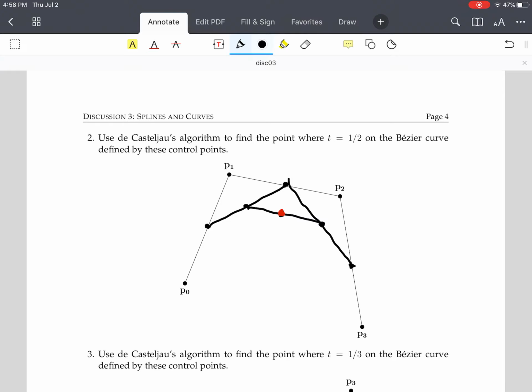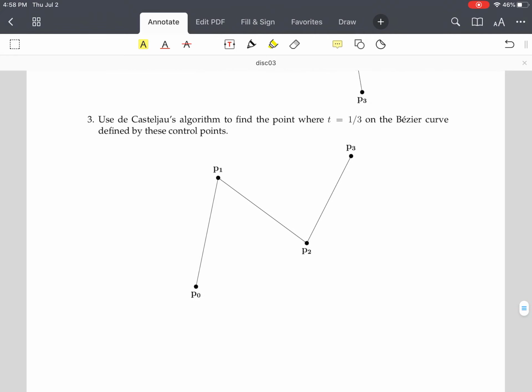Well, what this algorithm will do is essentially test every t from 0 to 1. Each of those will give you a different point. And when you put all those points together, that's the curve. That's the Bezier curve. Okay, so this is just one point on the curve that this algorithm will give us. So let's keep going. Let's do another example.